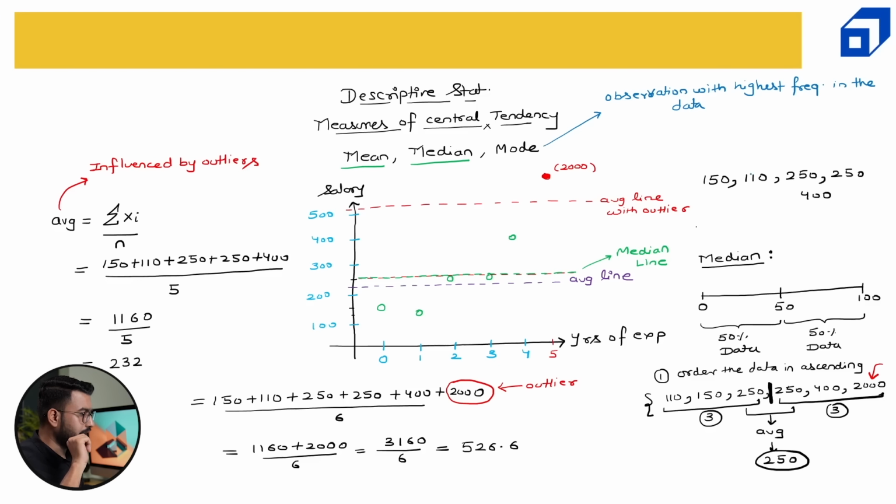So if I look into my data, and I should add 2000 also in this, the particular value 250 has occurred 2 times, while other values like 150, 110, 400 and 2000 have occurred just 1 time. So my mode would be 250 in this case. This is my mode. So you can understand that all these measures, which are the measures of central tendency, are basically helping you to find the central point of the data.